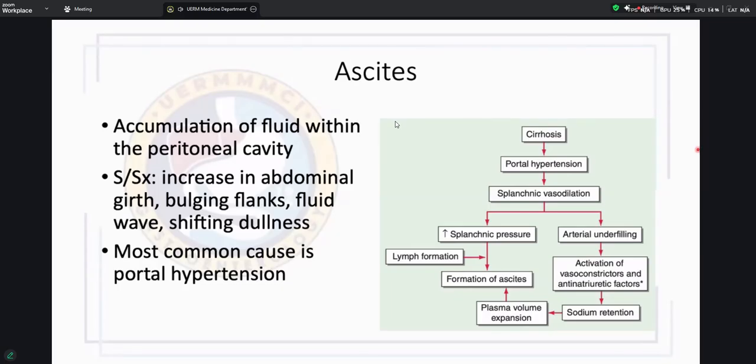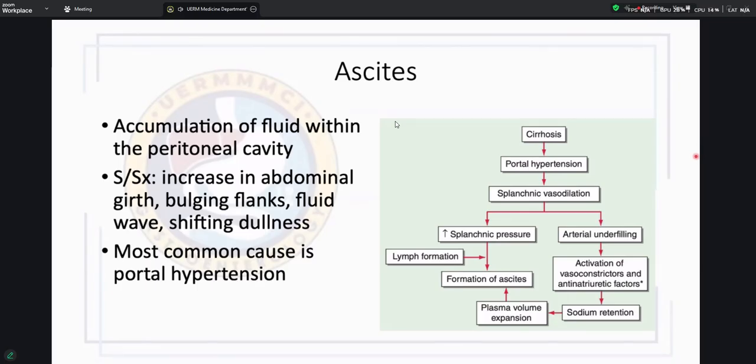Ascites is the accumulation of fluid within the peritoneal cavity. Symptoms include an increase in abdominal girth, often accompanied by peripheral edema. Usually, there's no pain unless there is infection or spontaneous bacterial peritonitis, which I will discuss later. On physical examination, there will be bulging flanks, fluid wave, and shifting dullness. The most common cause of ascites is portal hypertension.